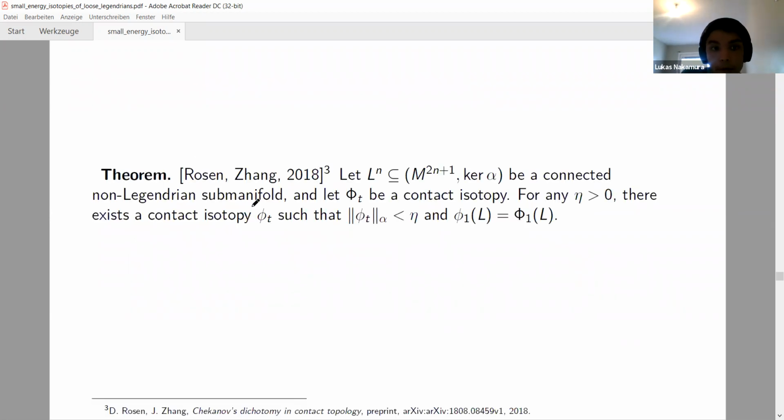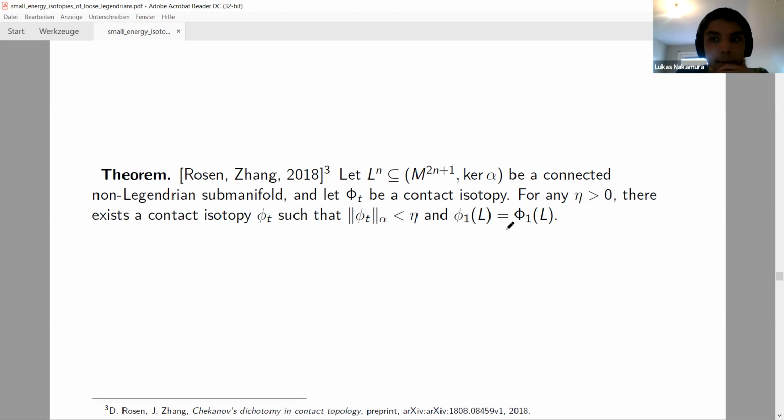Namely, it was proven by Rosen and Zhang that if we take any connected non-Legendrian inside a contact manifold and we take any contact isotopy, then we can find another contact isotopy whose energy is arbitrarily small and whose image, so that the image of L under the time 1 map is the same for both isotopies. So maybe in other words, if you take two non-Legendrian submanifolds which can be moved onto each other via contact isotopy, then we can actually choose this contact isotopy to have arbitrarily small energy.